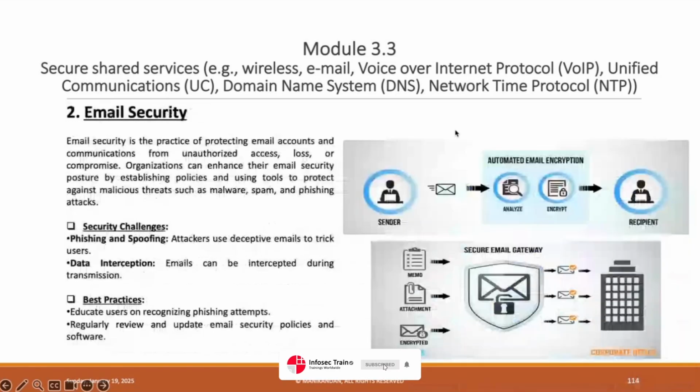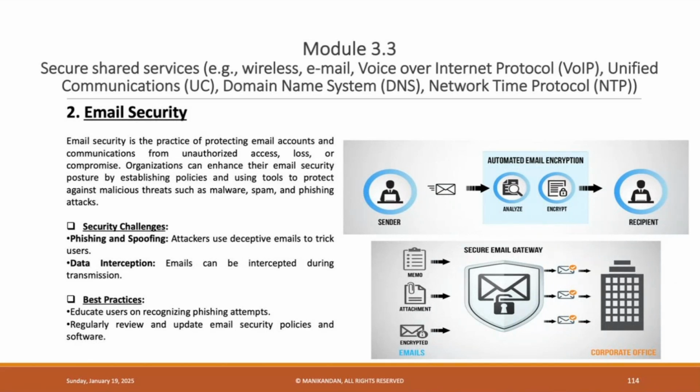Now, from the email security perspective, email security is the best practice for protecting email accounts and communications from unauthorized access, loss, or compromise. Organizations can enhance their email security posture by establishing policies and tools to protect against malicious threats such as malware, spam, and phishing attacks. Security challenges include phishing and spoofing, where attackers use deceptive emails to trick users, and data interception, where emails can be intercepted during transmission.